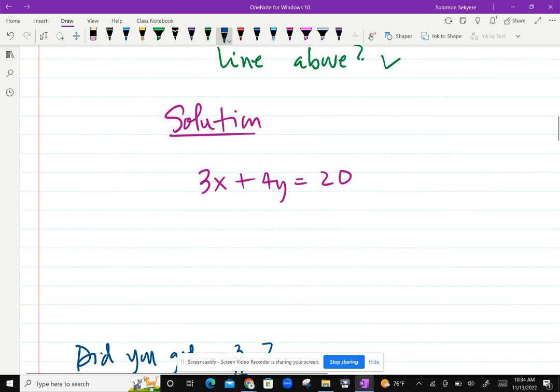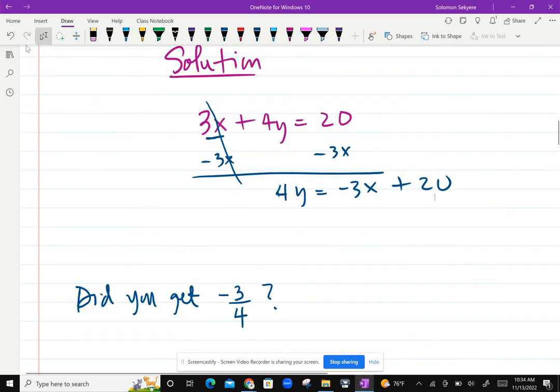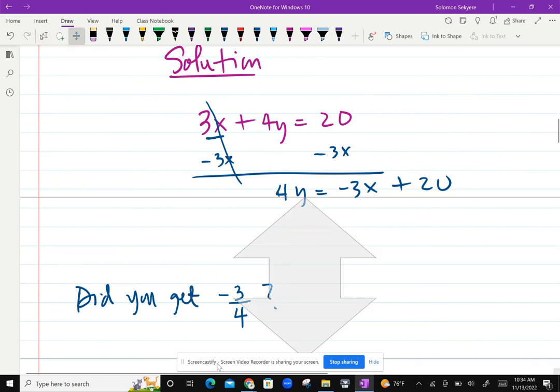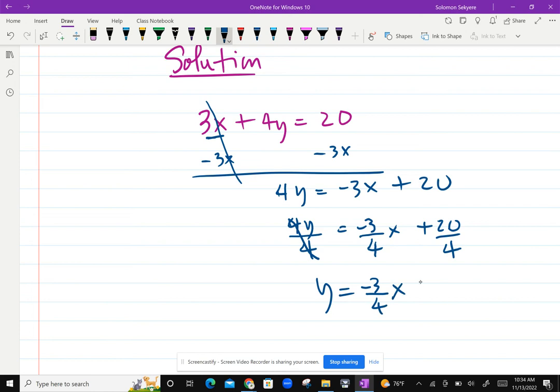Step one, you need to move this away, so it's minus 3x on both sides. If we subtract 3x from both sides, we'll be left with 4y equals negative 3x plus 20. And then finally, we divide every term by 4. So 4y over 4 equals negative 3 over 4 x plus 20 over 4. y equals negative 3 over 4 x plus 5. See that? That's how you do it.